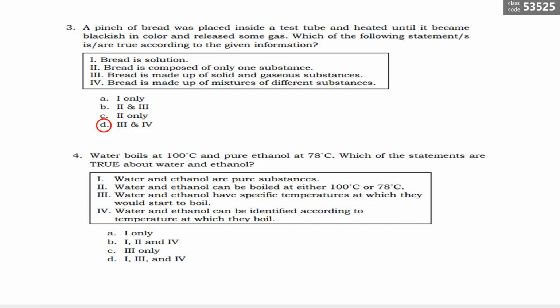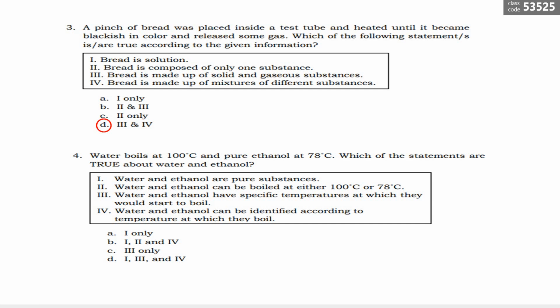Let's proceed with number 4. Water boils at 100 degrees Celsius and pure ethanol at 78 degrees Celsius. Which of the statements are true about water and ethanol? 1. Water and ethanol are pure substances. 2. Water and ethanol can be boiled at either 100 degrees Celsius or 78 degrees Celsius. Number 3. Water and ethanol have specific temperatures at which they would start to boil. And number 4. Water and ethanol can be identified according to the temperature at which they boil.